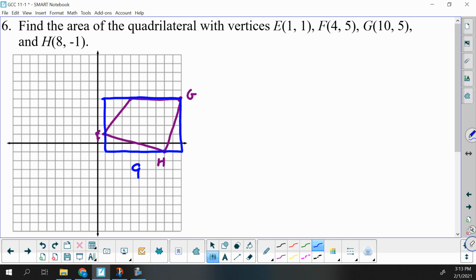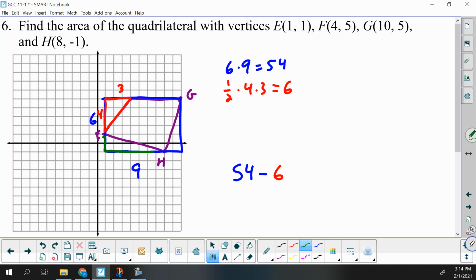This blue rectangle is 9 by 6. Well, 6 times 9 is just 54. So we're going to do 54 minus each of our triangles. Let's start with that one. We've got a triangle that is 3 by 4. So we're going to do 1/2 times 4 times 3. Well, that's really 2 times 3, so we get 6. So we're going to subtract a 6 off for sure.